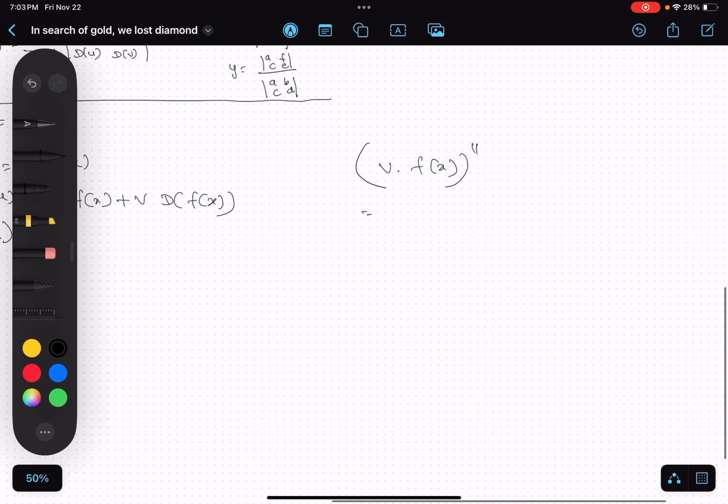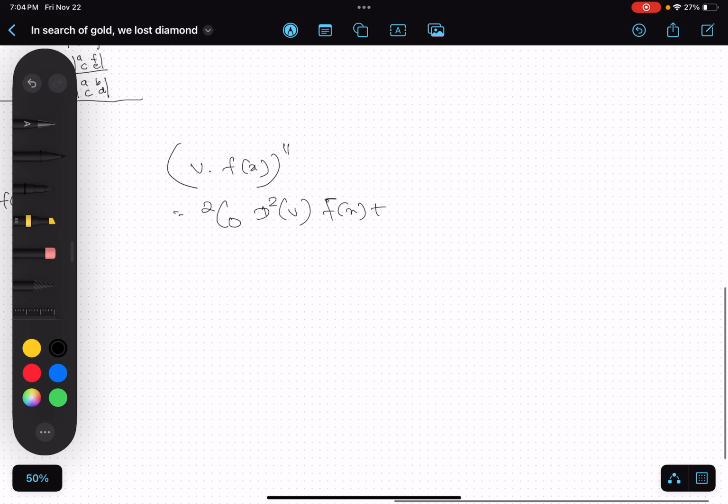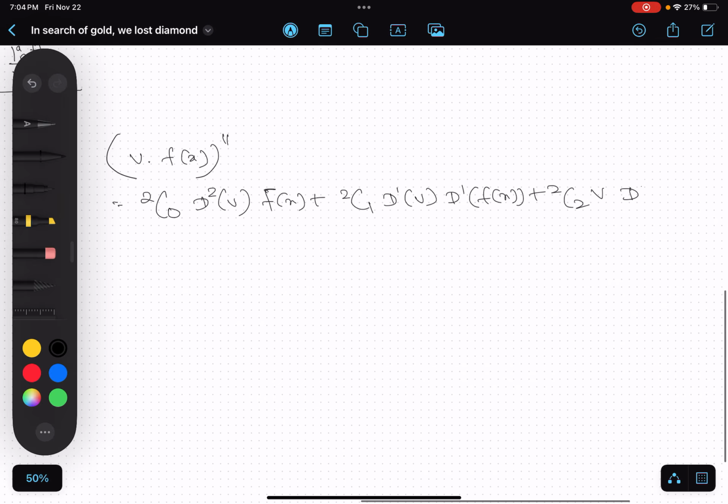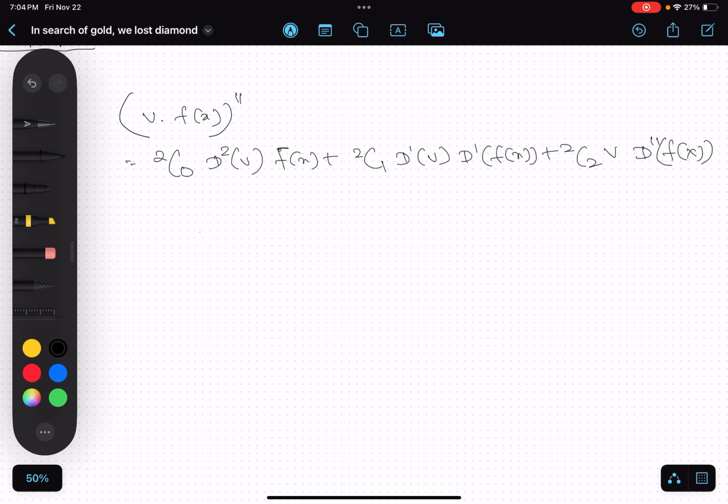This will just be first of all 2c0 times the second derivative of b, no derivative of f of x, plus 2c1 times the first derivative of b and the first derivative of f of x, right? Again, 2c2 times no derivative of b, and then the second derivative of f of x. So the thing is, this derivative is just like power, like how you used to do the binomial formula, right? It's the same concept.